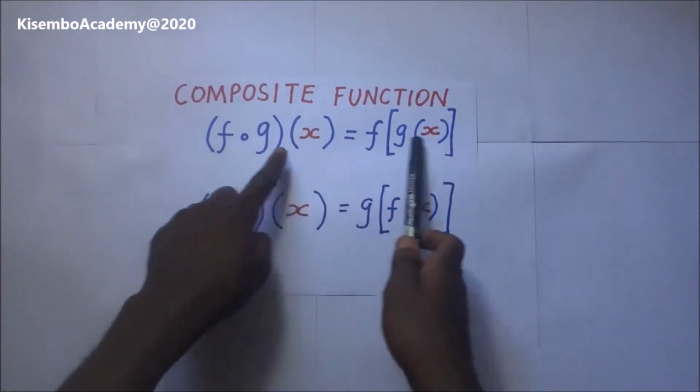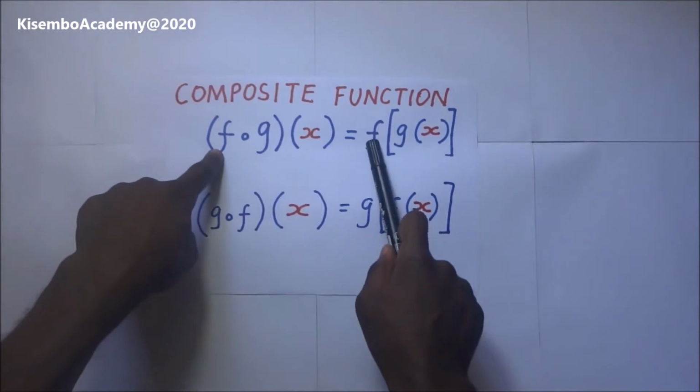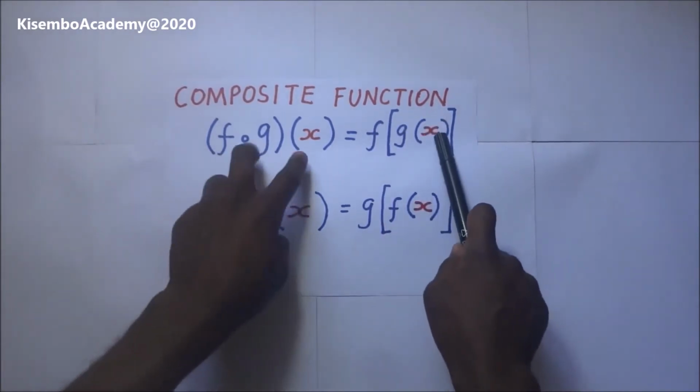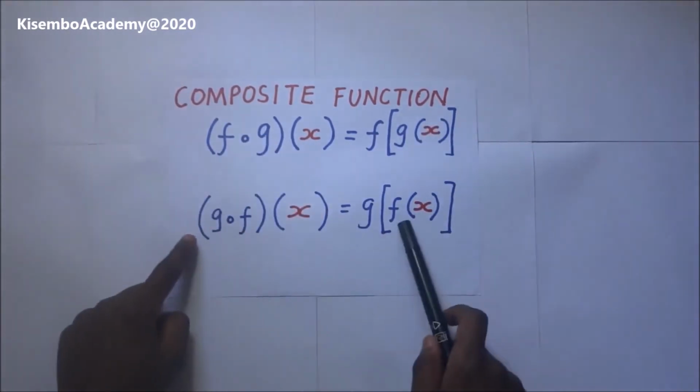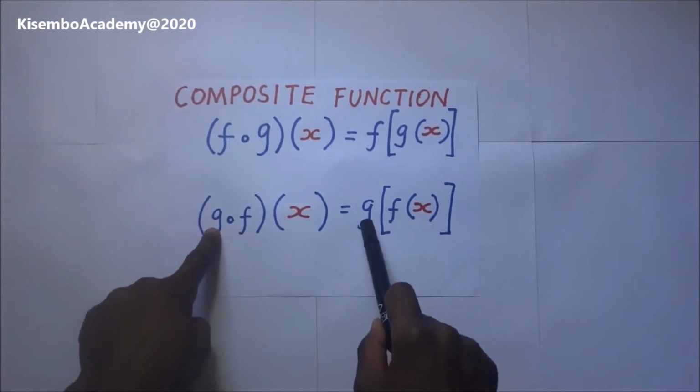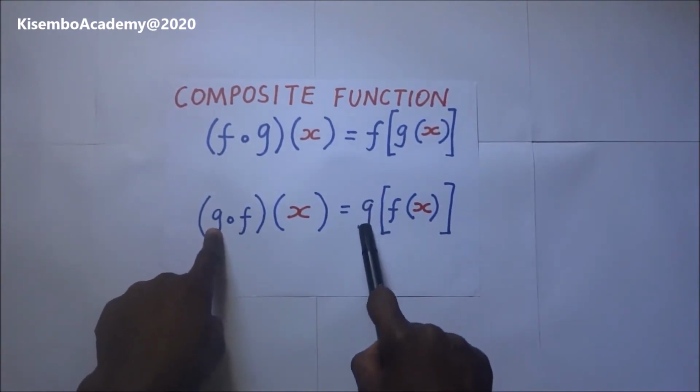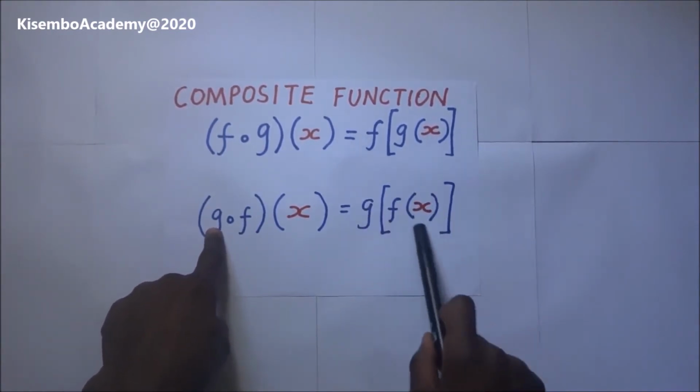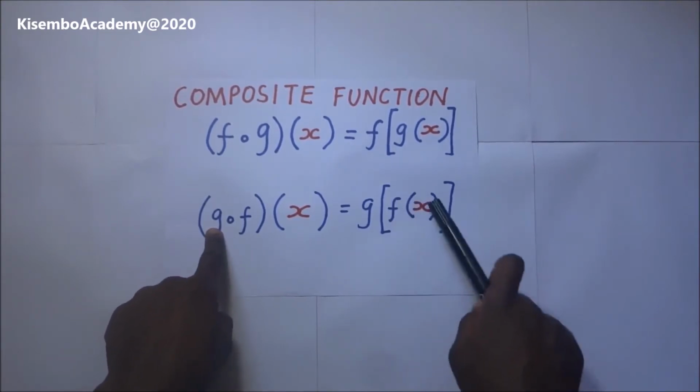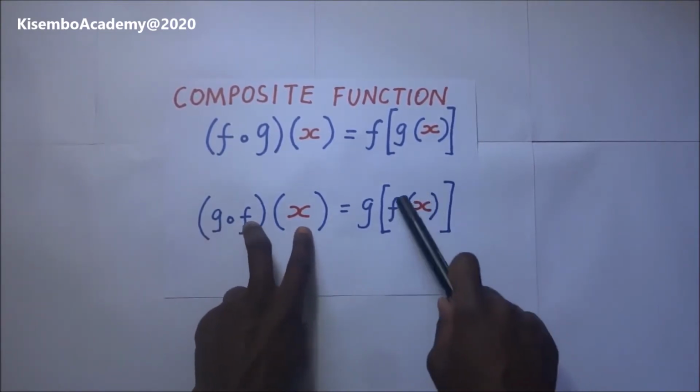So this is the notation, f with the input g of x. Same with here, we have the function g, and this function g is such that its input, or its value of x, is another function f of x.